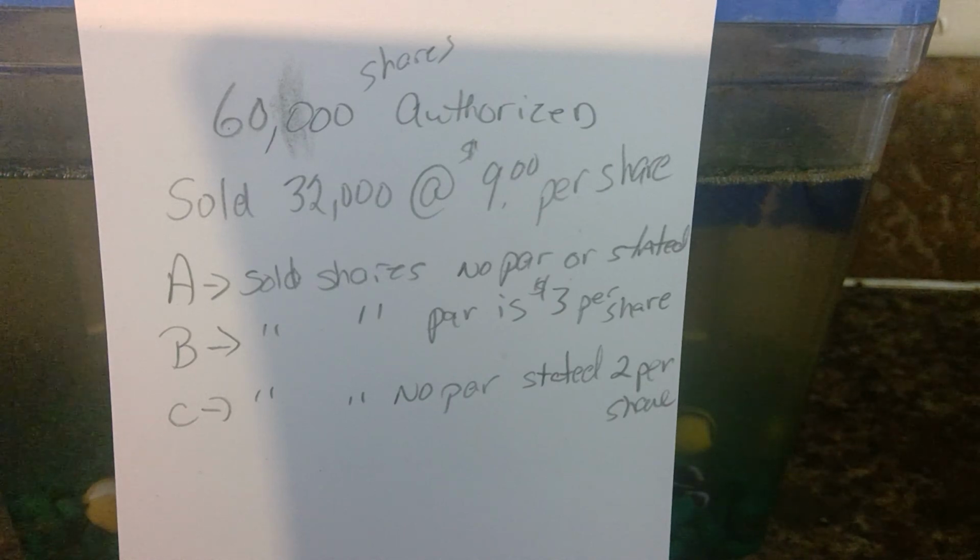So the first step that you need to do, let's take a look at letter A. And letter A states that we have sold 32,000 shares that have no par or stated. Now the key here is that we sold those shares for $9 a share. So once you've written down cash and you've written down common stock, we'll start plugging in the numbers. So in your calculators, if you take 32,000 shares times $9 per share, that means the amount of cash that we're going to receive is going to be $288,000.